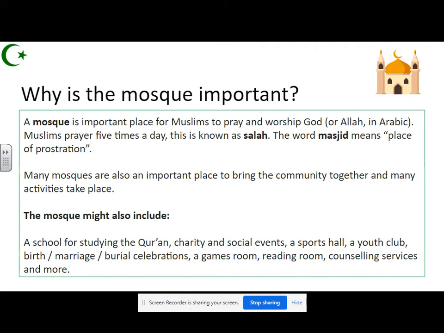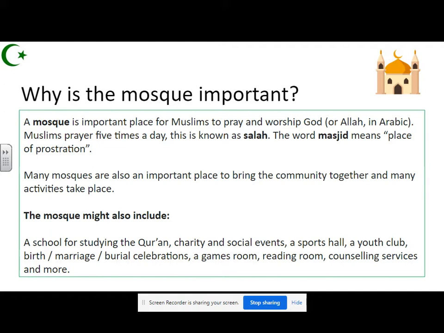Many mosques are also an important place to bring the community together, and many activities take place there. The mosque might also include a school for studying the Quran. This is known as a madrasa. They might hold charity and social events, a sports hall, a youth club.